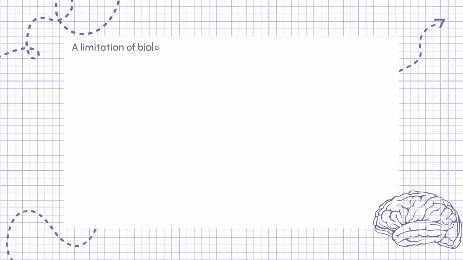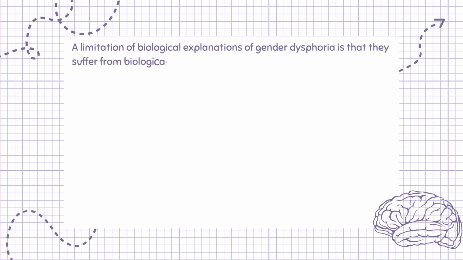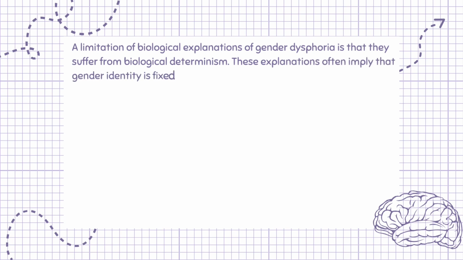A limitation of biological explanations of gender dysphoria is that they suffer from biological determinism. These explanations often imply that gender identity is fixed and irreversible due to biological factors.